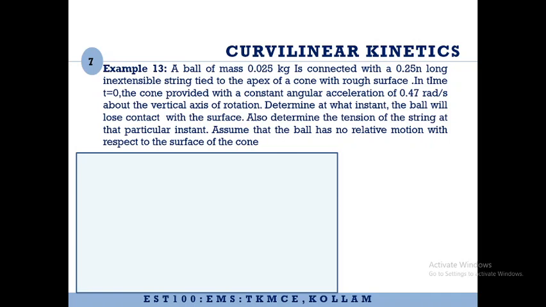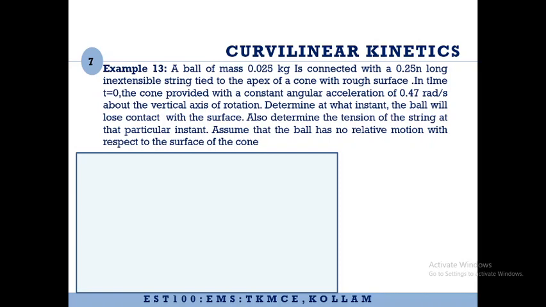So the first question we have to discuss is, a ball of mass 0.025 kilogram is connected with a 0.25 meter long inextensible string that is tied to the apex of a cone with a rough surface. At time t equal to 0, the cone is provided an angular acceleration 0.47 radian per second about the vertical axis of rotation. We have to determine at what instant the ball will lose contact with the surface. Also, we have to determine the tension in the string at that particular instant.